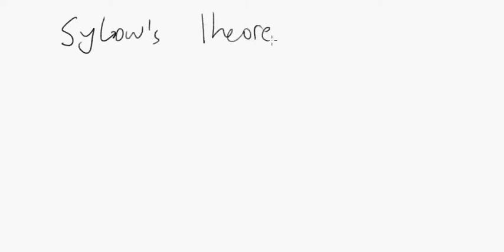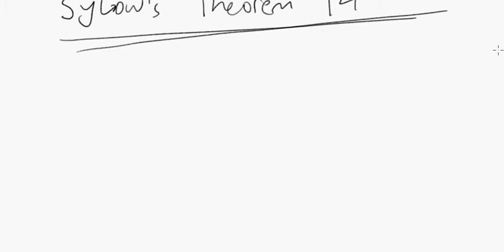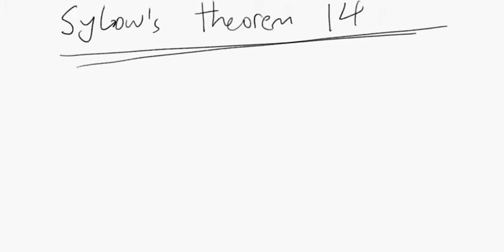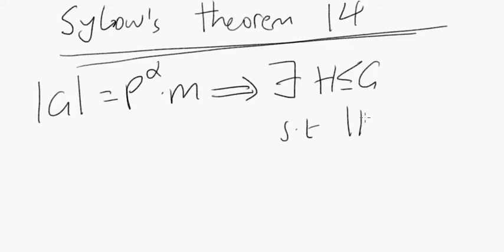So this is our 14th video in our exploration of something called Sylow's theorem. We've really been thinking about this a lot. The claim is the following. Suppose we have a group G whose order is p to the alpha times m. Does that imply that we have some subgroup H of G such that the order of H equals p to the alpha? We're unsure about the truth of this statement.